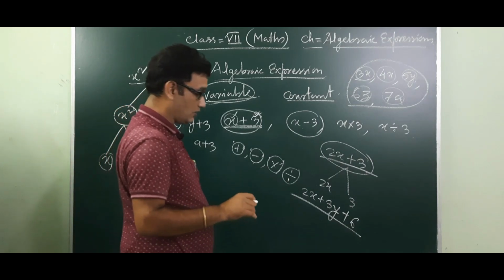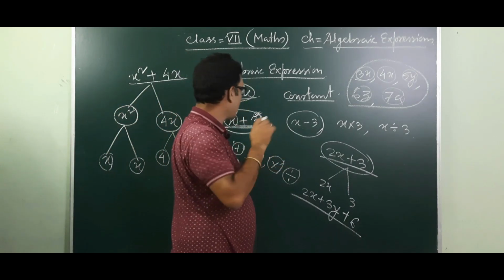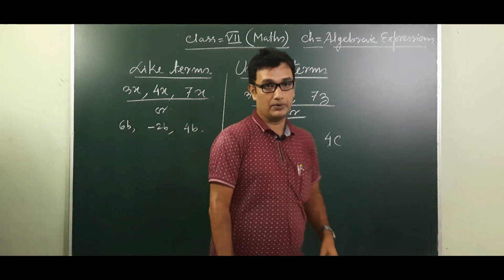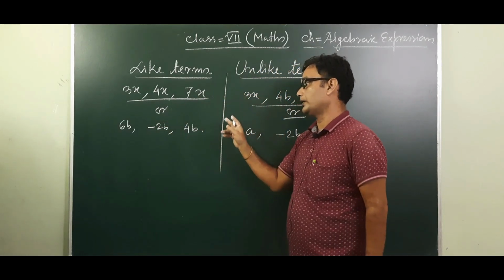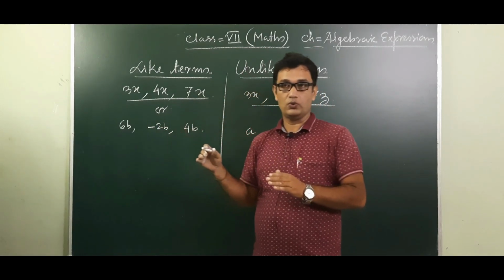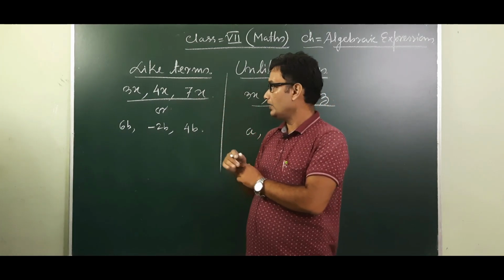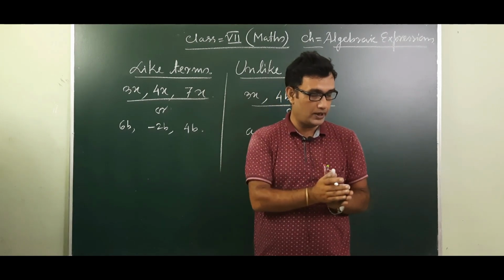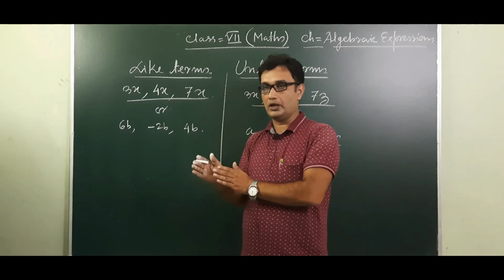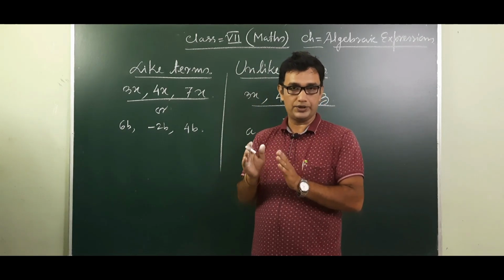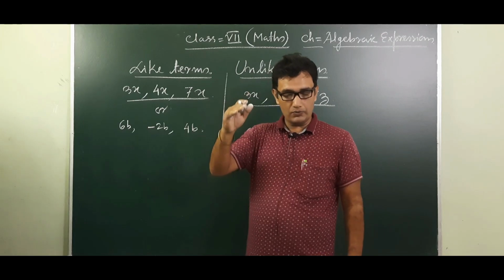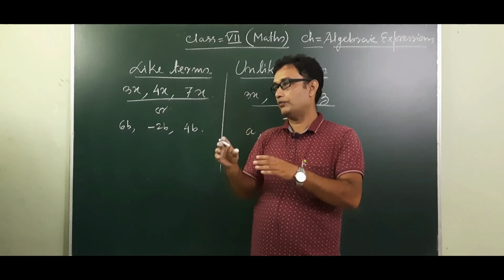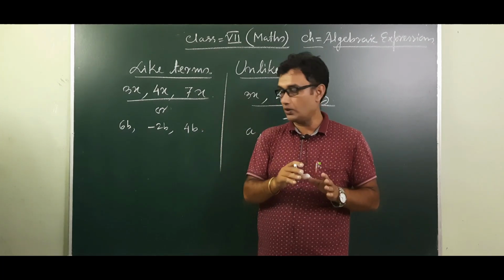Now the next point is like terms and unlike terms. Like term and unlike term means what? First, I already told you what an algebraic expression is, then the types of algebraic expression. That means the expression is either monomial or binomial or trinomial or polynomial. Now you can easily identify it. Then from one algebraic expression you know how to find the terms, and from the terms you know how to find the factors.